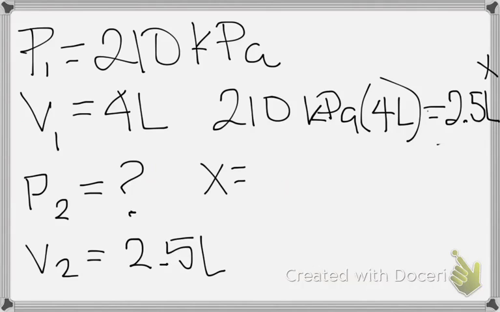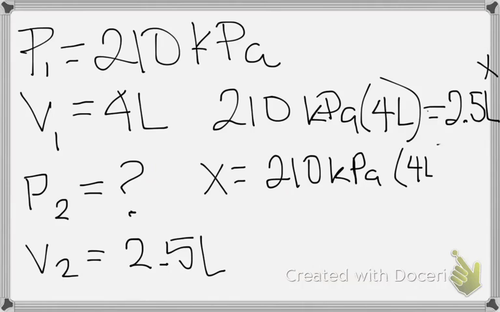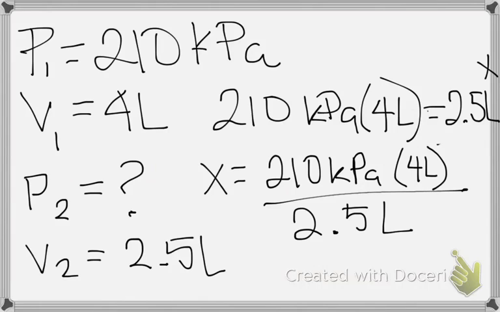So X is equal to 210 kilopascals times 4 liters, divided by 2.5 liters. Now the cool thing about units is that you actually can treat them like numbers. So if you had a 2 on top and a 2 on bottom, what would you do? You would cross them out, correct? Very good, because it would act just like a 1. So the cool thing is that you can do the same thing for units. Do you see what we can cancel out? Very good, the liters. The liters cancel out.